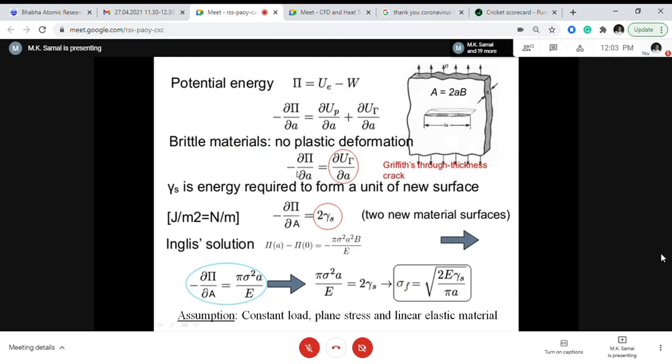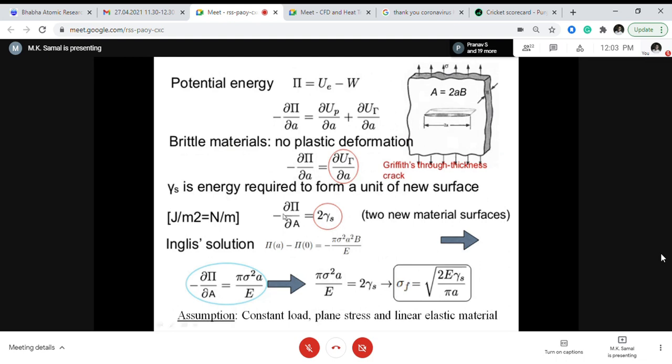So I can write del phi by del A equals d U gamma by dA. Basically, this is surface energy. Gamma stands for surface, U is the energy. And B is in the denominator because it is for unit area. dA, capital A, is nothing but thickness B into delta a. Okay. So my criterion: energy required to form new surface, which for brittle material is nothing but crack propagation.